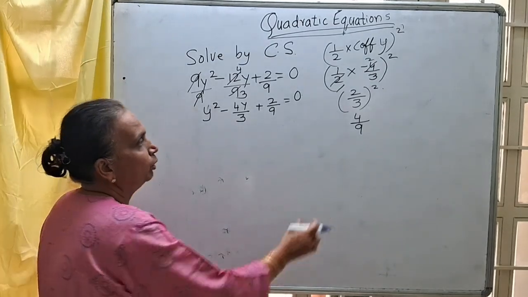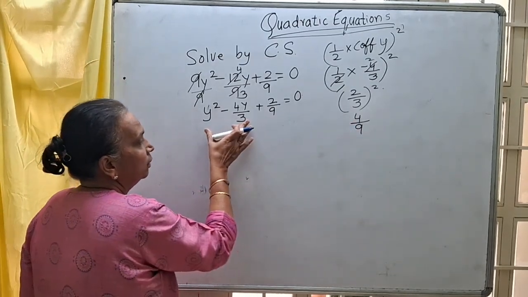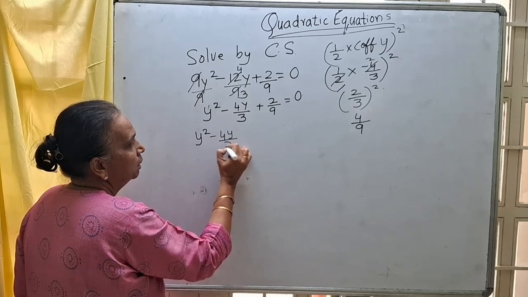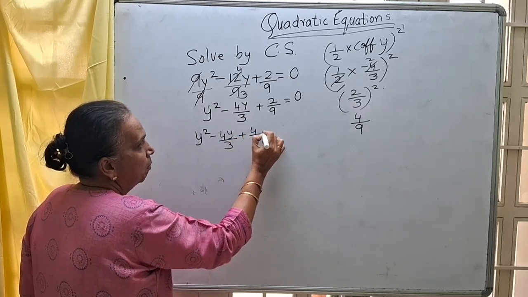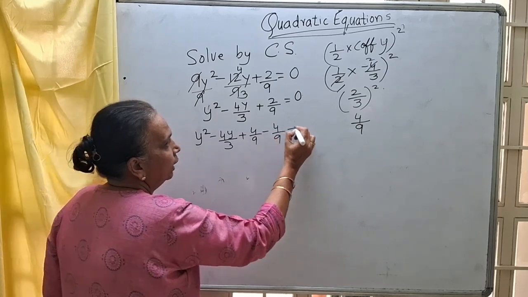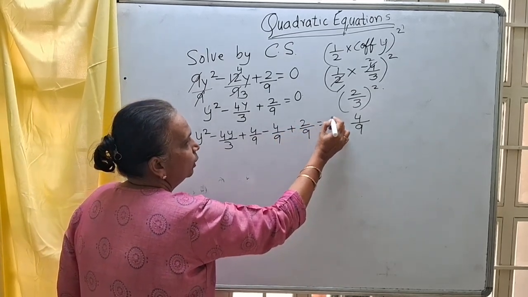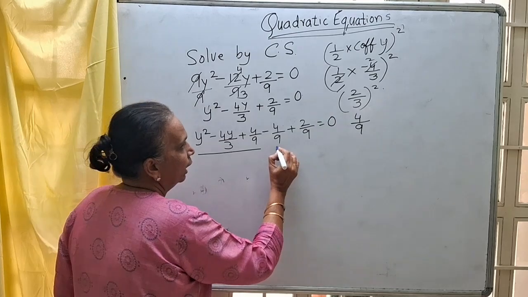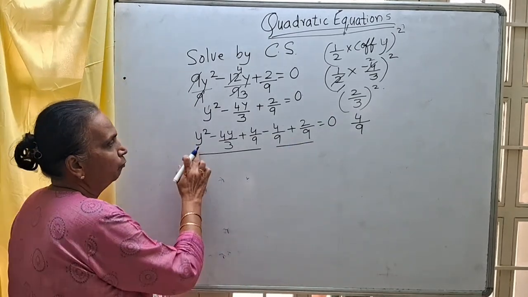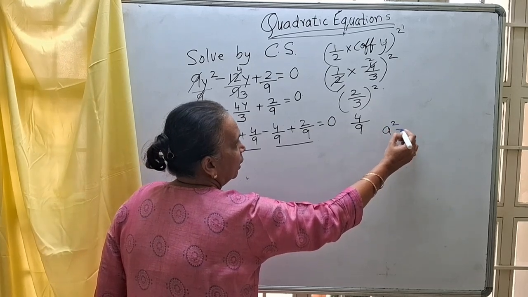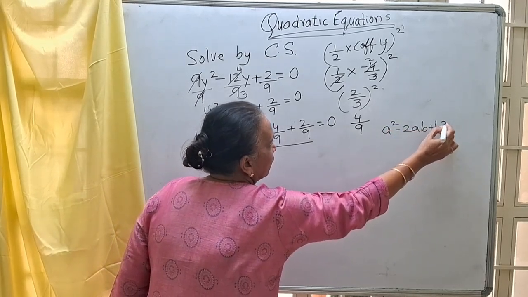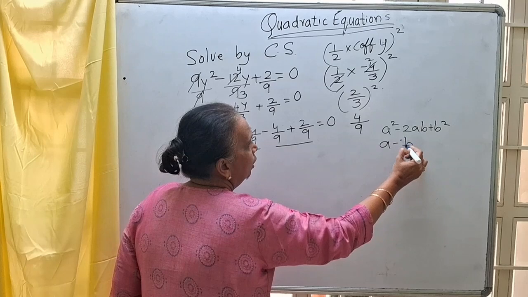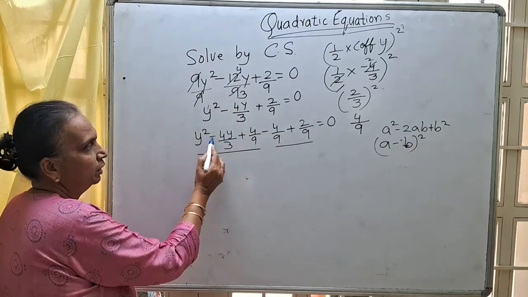Now after this, what you have to do? Add and subtract in this equation. So y square minus 4y upon 3 plus 4 upon 9 minus 4 upon 9 plus 2 upon 9 is equal to 0. Now again group the first 3 terms and group these 2 terms. This is in the form of what I told you, a square minus 2ab plus b square. Now we are going to write it in which form? A minus b the whole square, because here it is minus.